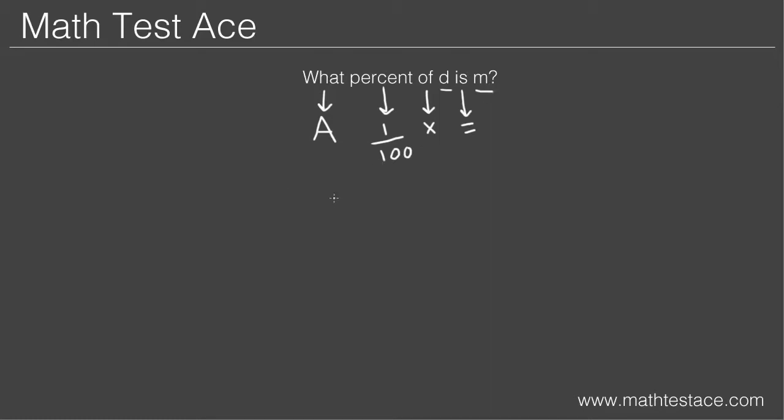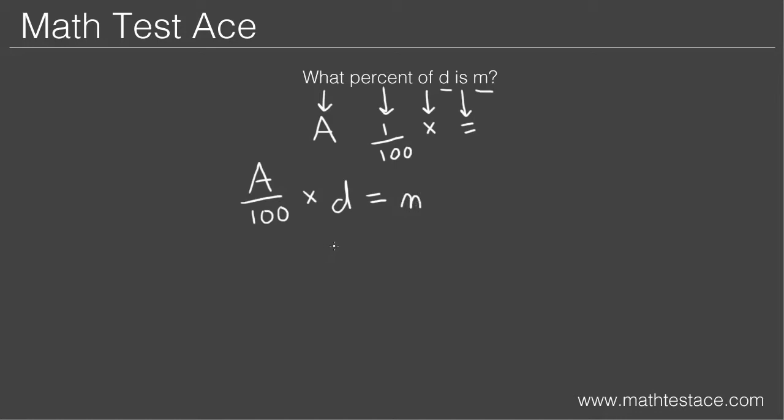So let's put this all together going left to right. We have to start with A divided by 100. We'll just write A over 100. Then we know that the next thing we need is times, and then comes D, then an equal sign, then M.